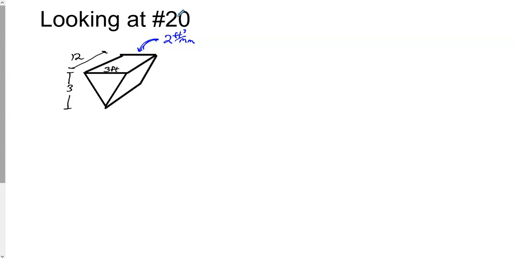So first of all, he describes the size of the trough as it's shown in this picture. And then it says the ends are isosceles triangles with altitudes of 3 feet. Okay, perfect. It says in part A, water is being pumped into the trough at 2 cubic feet per minute. How fast does the water level rise, or how fast is it rising when the depth h is 1 foot? So he calls it h and he calls it depth, both.